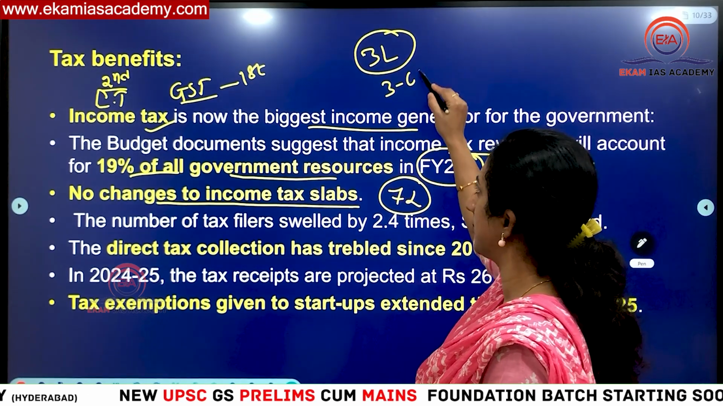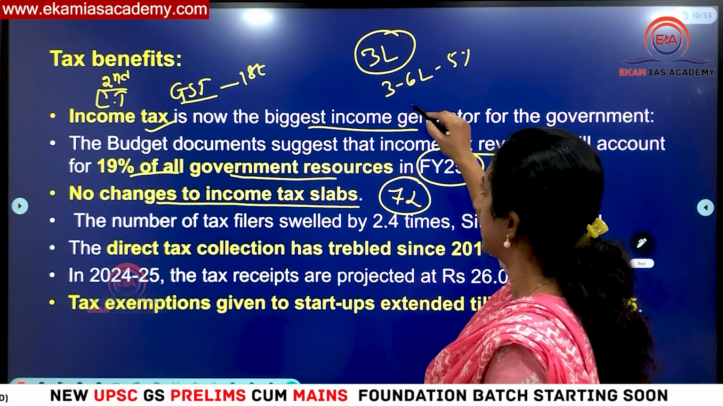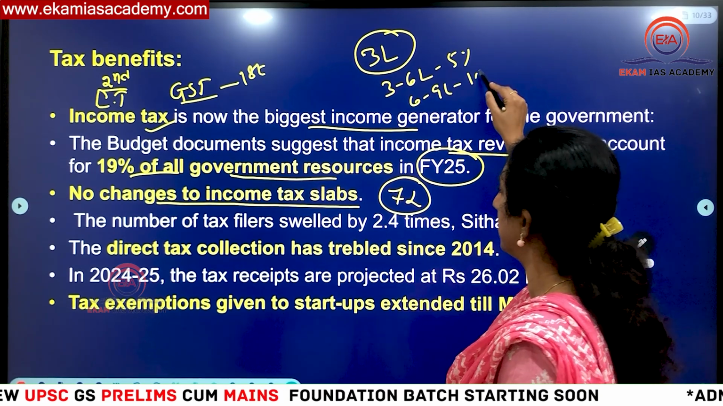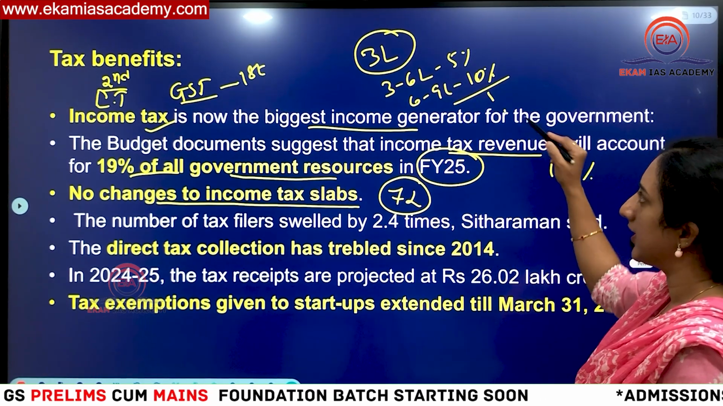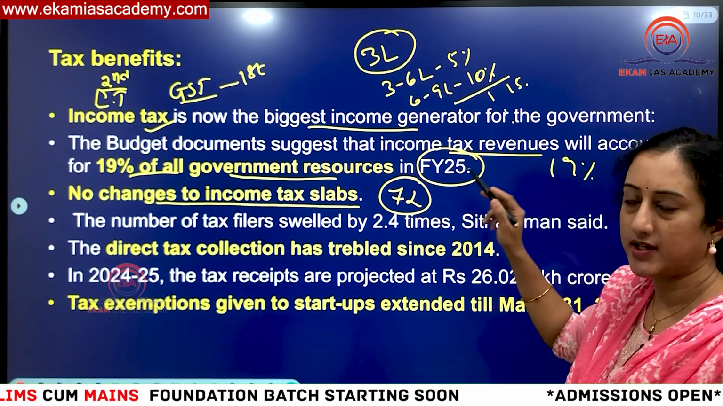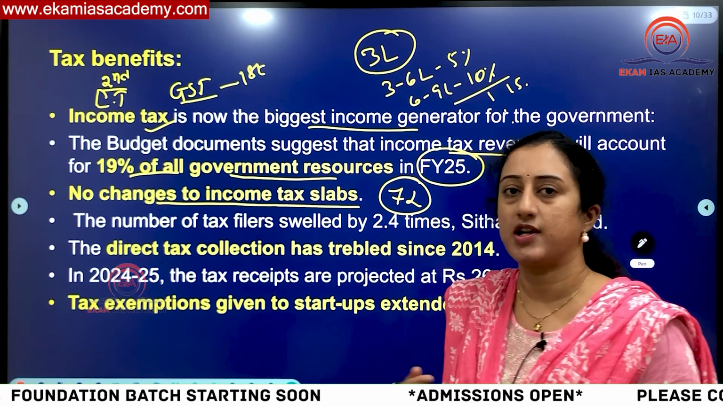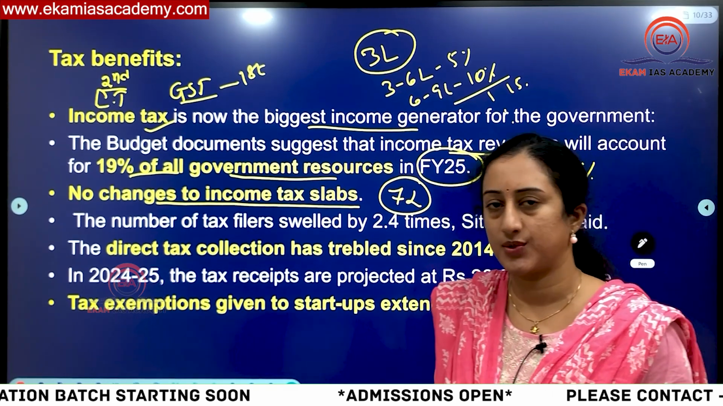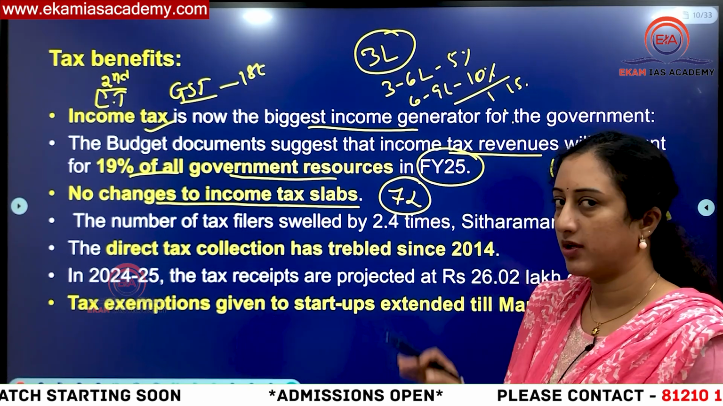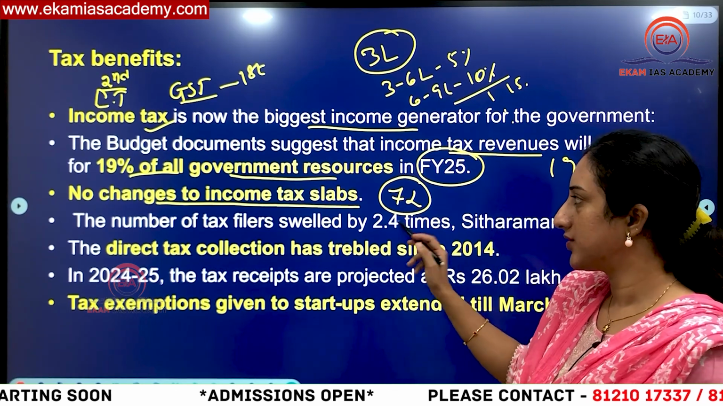3 to 6 lakhs you have 5%, 6 to 9 lakhs you have 10%, and it increases to 15%, 25%, like this we have tax slabs. If you are earning more than 25 lakhs, then there is a surcharge also. Surcharge is nothing but a tax on tax, so it will also apply on that particular amount of income. These are the things you have to know.